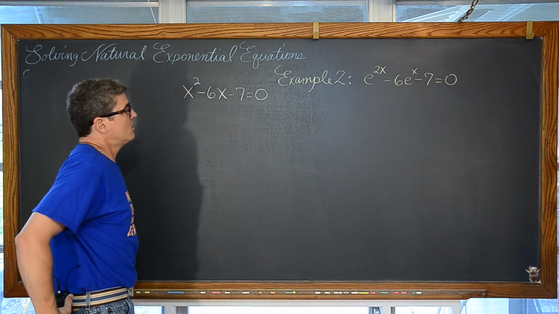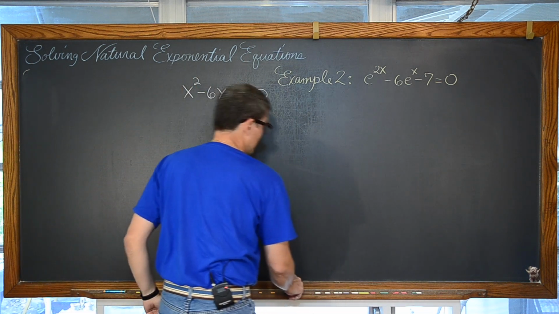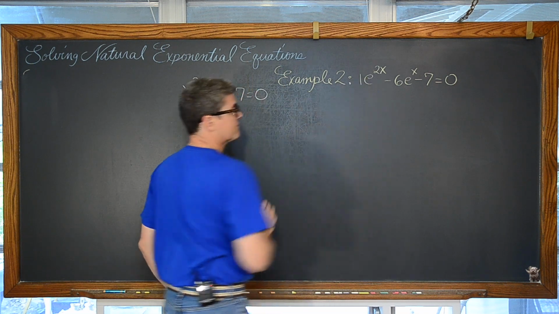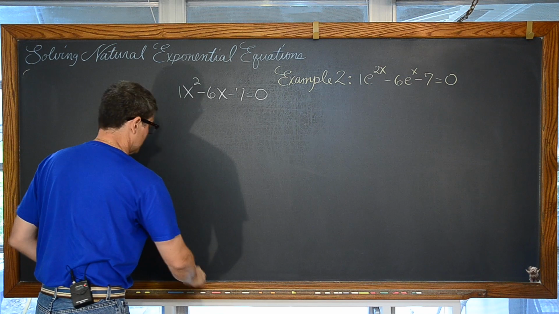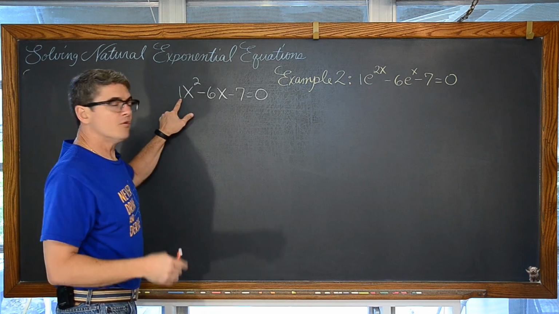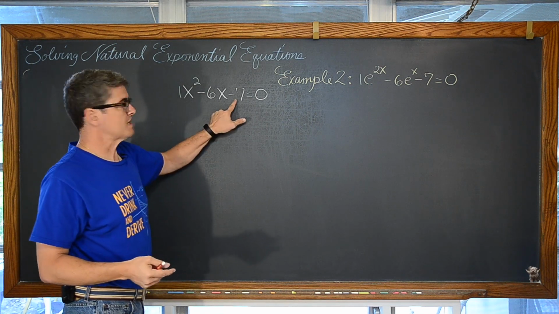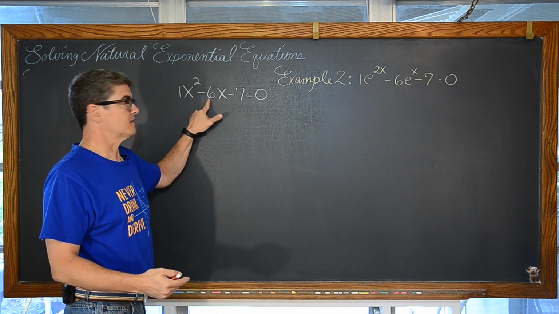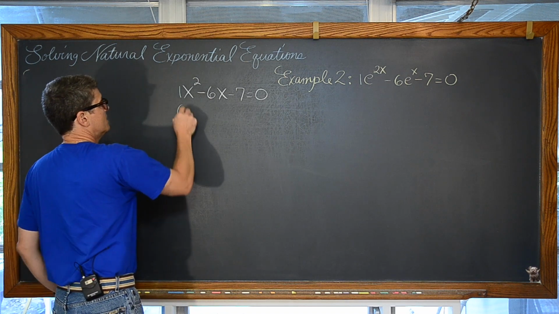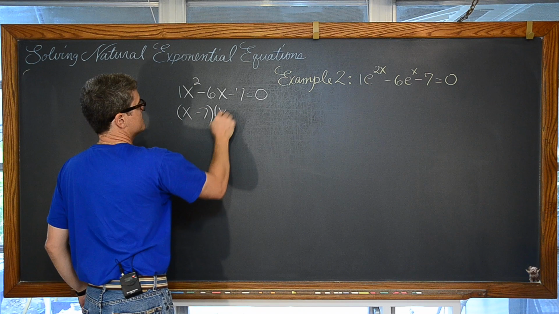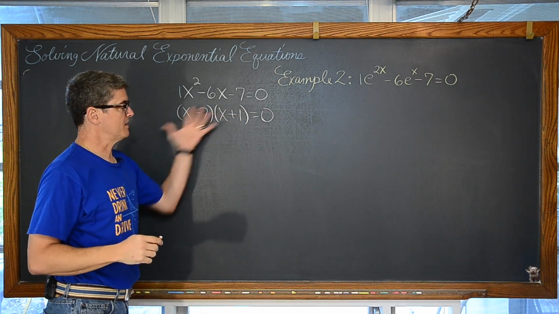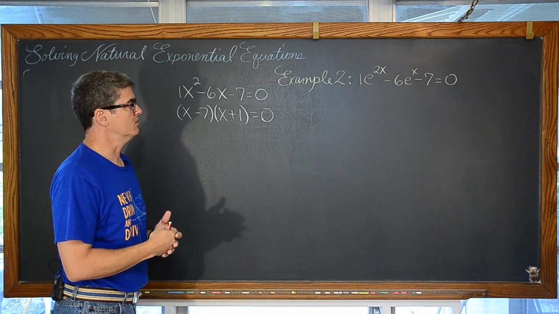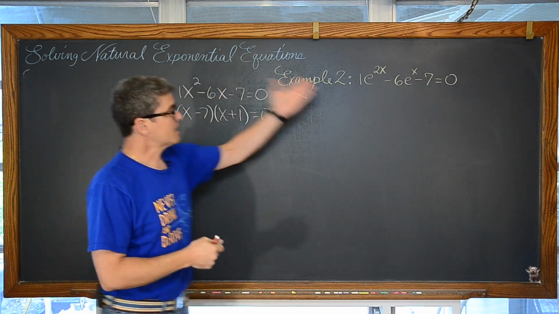So let's go ahead and highlight the fact that we have a coefficient of 1 in front of this e, just like we have a coefficient of 1 in front of this x, and talk about factoring. With a coefficient of 1 on a quadratic, you just have to look for factors of the constant that add to the middle term. Well, of course, that's going to be x minus 7 times x plus 1. And then now that it's factored, you set each factor equal to 0 and you continue. Well, that's exactly what we're going to do here.